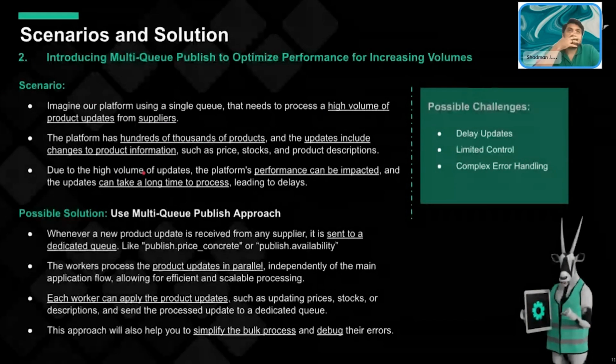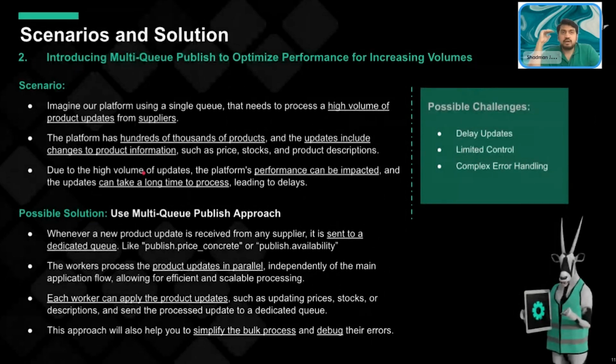If you want to upload thousands of records for product prices and catalog, and at the same time on the front end side you are expecting your updates to be replicated in a very short period of time, it will never happen, because we have to process the queue one by one, or in chunks, and it will take longer to process. So for this problem, we have the multi-queue publish approach.